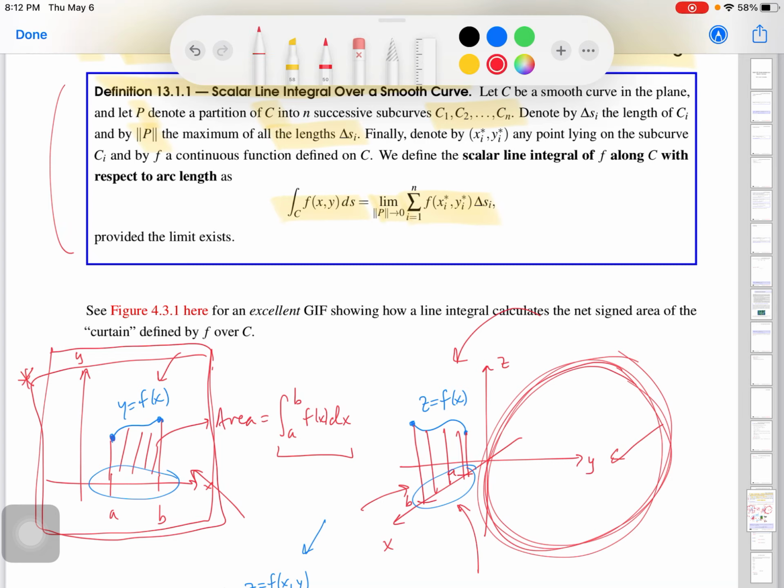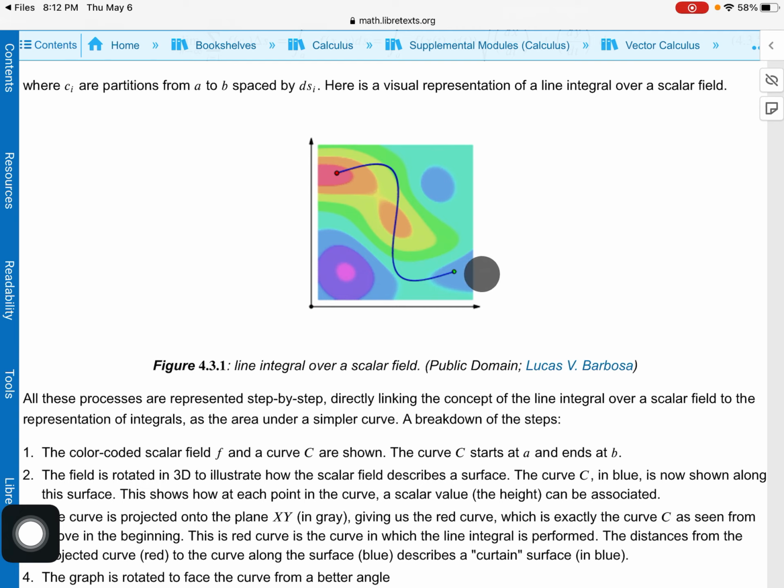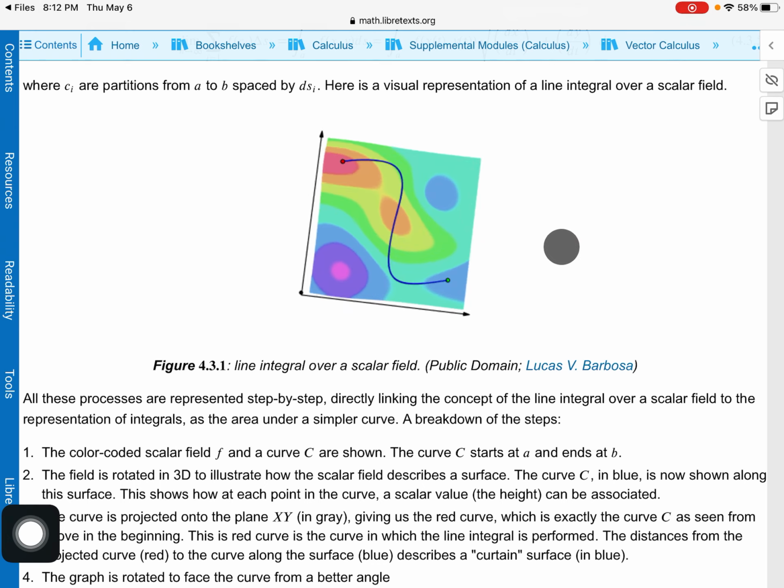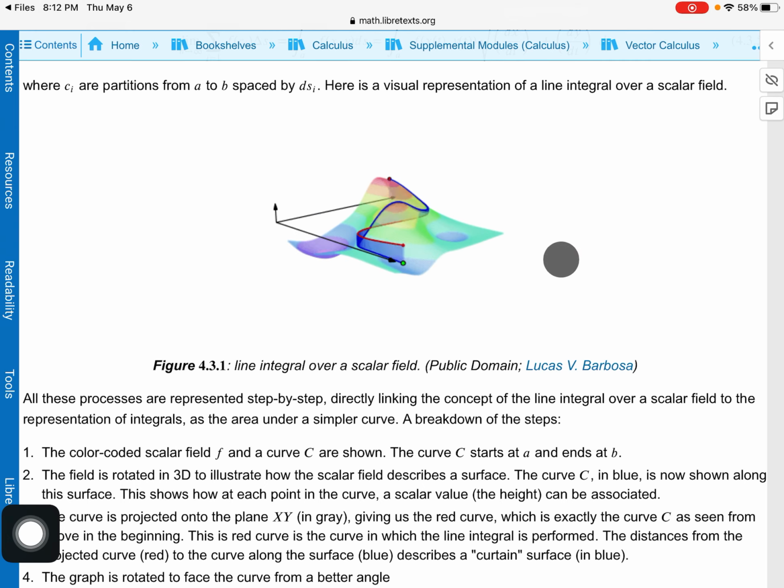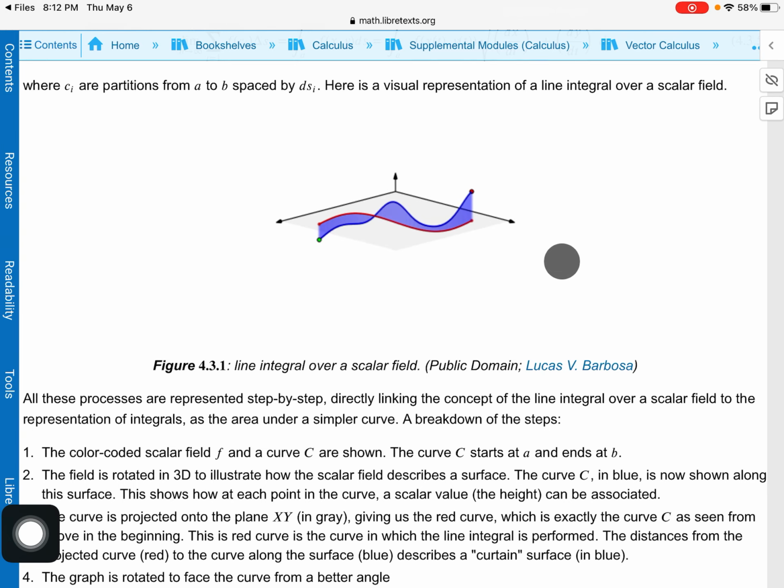And this is to an open source textbook, and I'm going to start describing what is going on in this diagram here. So we see the contour plot of a function f. And then now a curve on the function from a to b is drawn, and that curve is on the function at c. So you can see here as we rotate it's on the function. The projection onto the xy plane is the red curve. And all that blue is this curtain that I've been talking about.